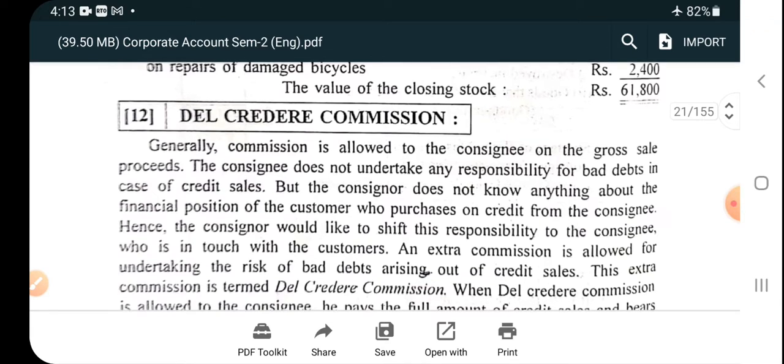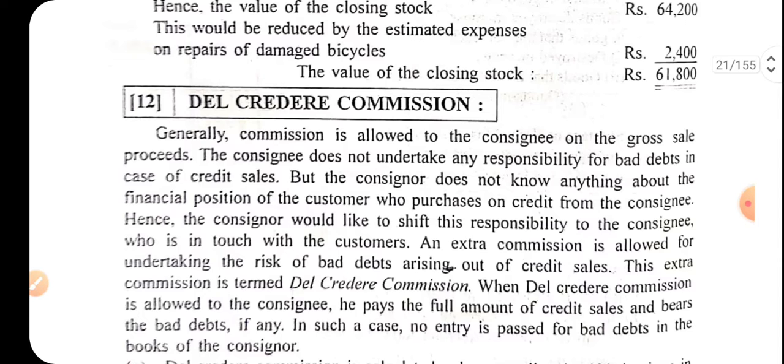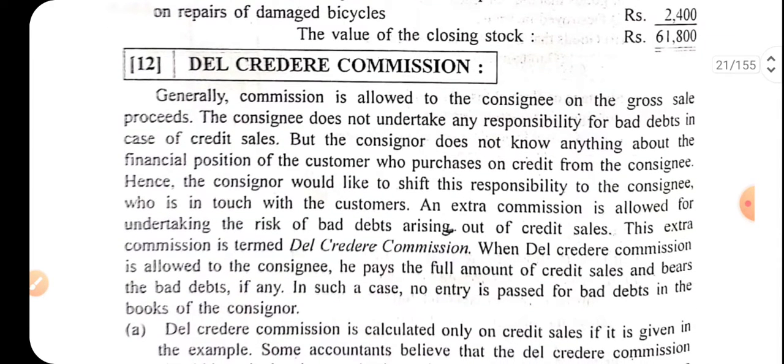Today we are going to understand the concept of Del Credere Commission. Del Credere Commission means what? A commission that is allowed by the consignor to the consignee for a special and specific purpose, that is considered as extra commission on the credit sale made by the consignee.